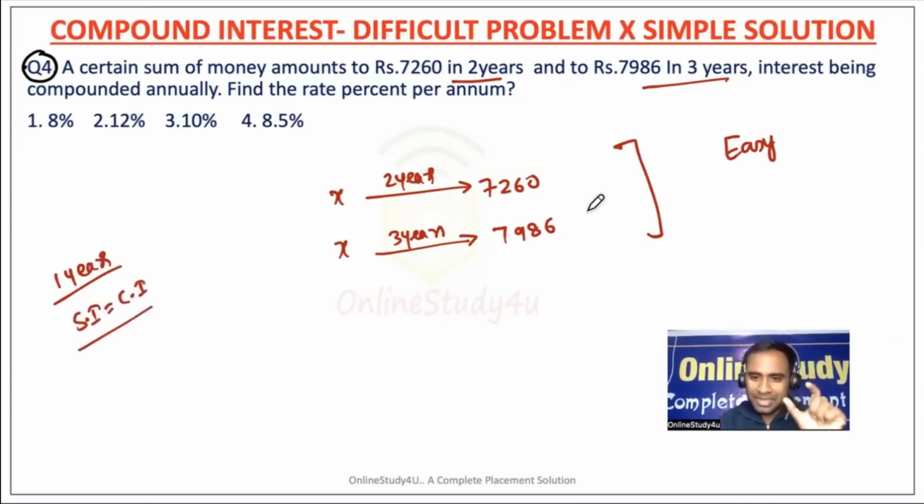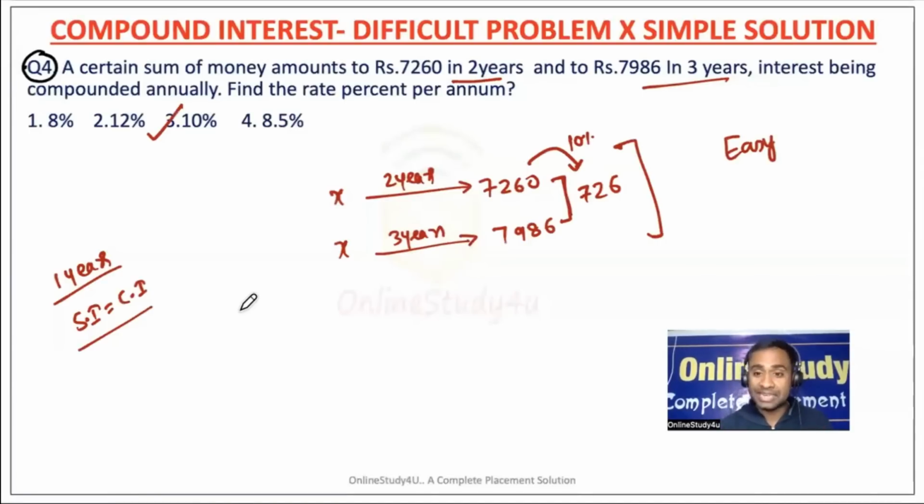So now there is a gap of 1 year. So just calculate how much you are getting in 1 year. So in one year, the increment is 726 rupees. And this is nothing but 7260 and 726. So this is definitely 10% of this. That means the interest is 10% of the principal. So option 3 will become the correct answer.